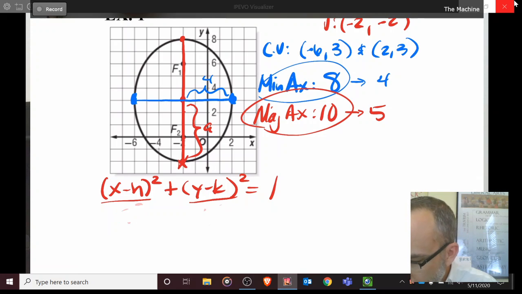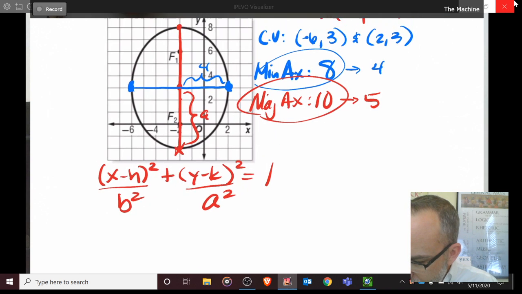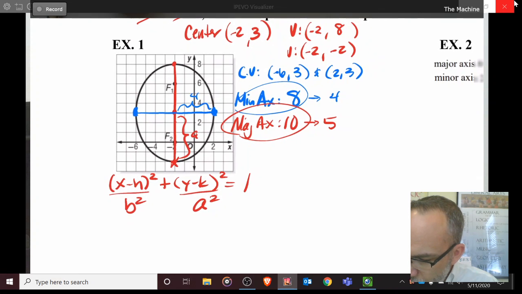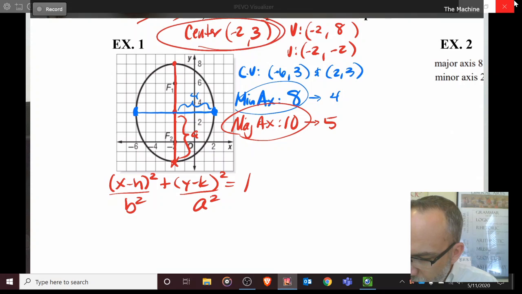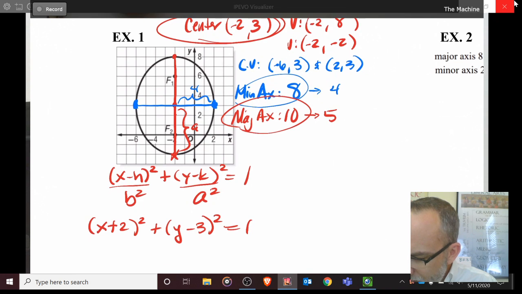If you want to go back through here, you will be like, oh, that's your a squared and that's your b squared. It doesn't matter if you memorize that, but I want you to be thoughtful about it so that you can reason your way through. All right, so now what is the center? Where's the center there? My h and k up here at the top: negative 2, 3. So it's going to be (x minus a negative 2) squared plus (y minus 3) squared is equal to 1.